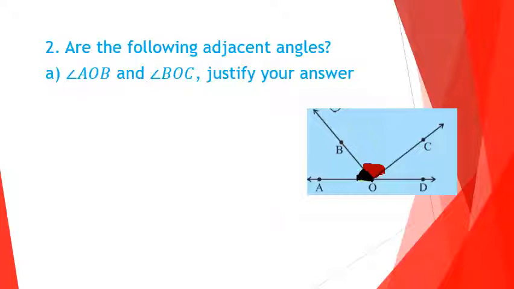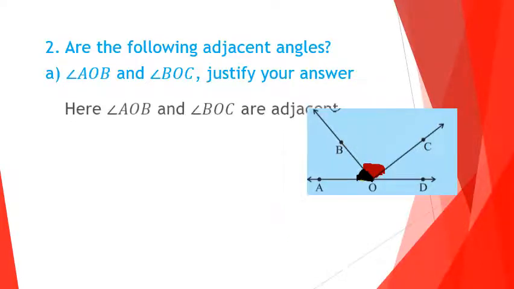So from the figure itself we can understand both angles are adjacent angles, because angle AOB is represented by black color and angle BOC is represented by the red color. They have the common arm OB and the angles are on opposite sides of OB. Both sides of the common arm, hence they are adjacent.